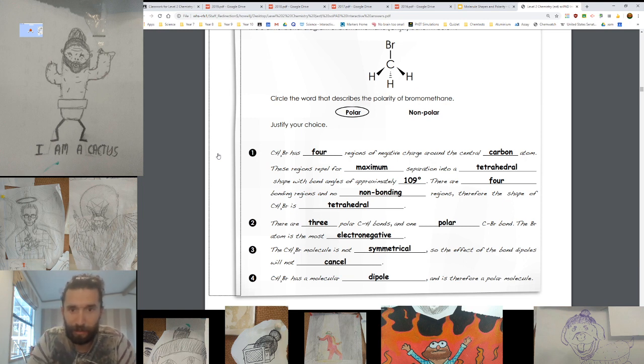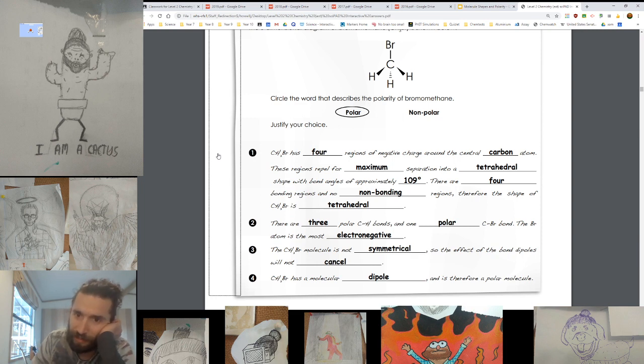So what you have to remember, if there are 4 regions of negative charge, it's going to be tetrahedral shape, bond angles of 109 degrees. 3 regions of negative charge is going to be a trigonal planar shape with bond angles of 120 degrees. And 2 regions of negative charge will be a linear shape with a bond angle of 180 degrees.